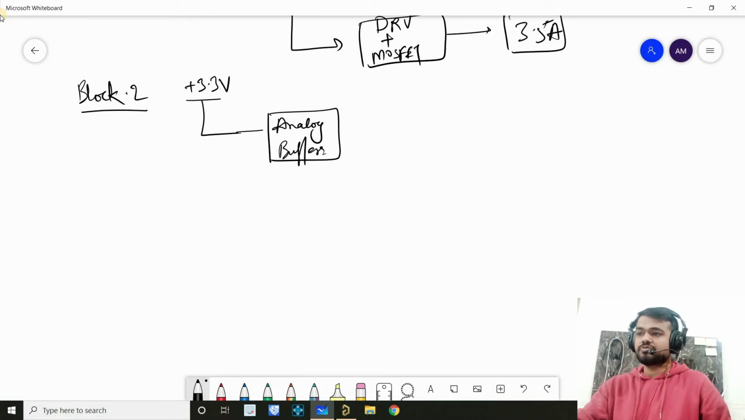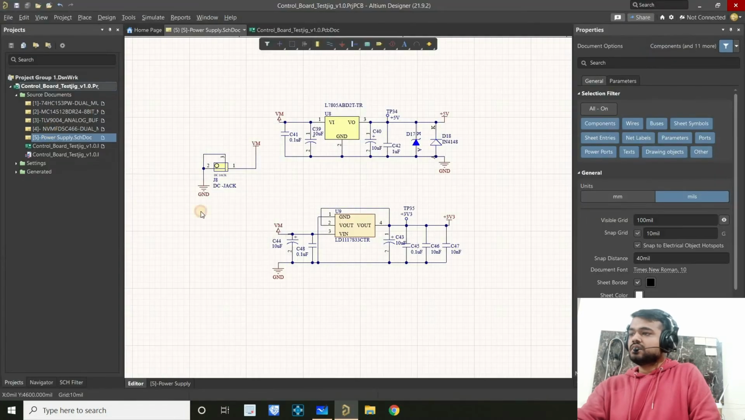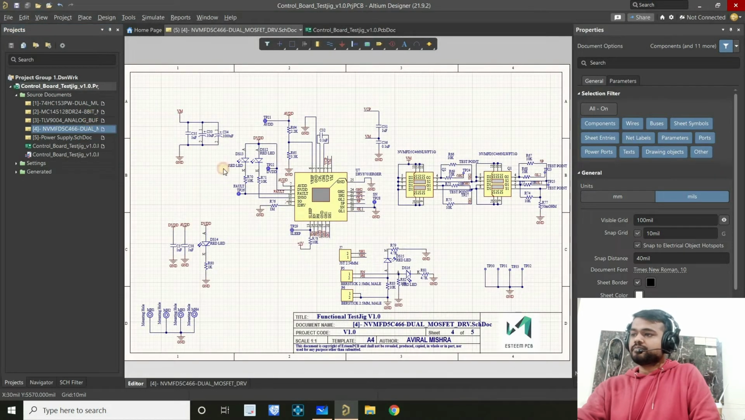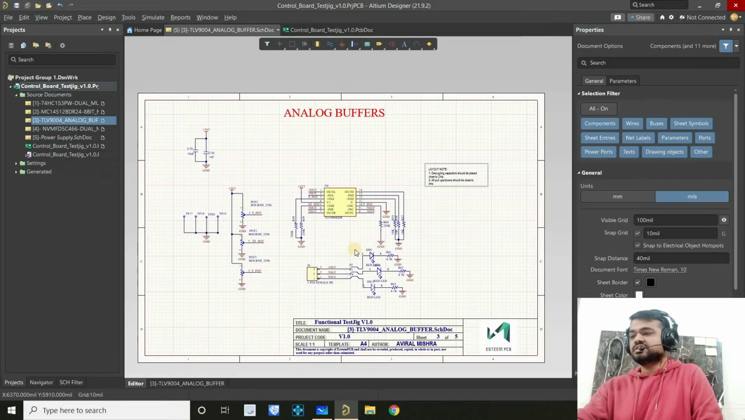So this is the analog buffer chip or IC, and its amount of current is 1 microamp. It's really small, so we'll not consider that, but still I'll show you where it is. It's here. This is the analog buffer, so you can double click and copy this manufacturer part number, and you can visit its data sheet. But the major amount of current is flowing through this one.